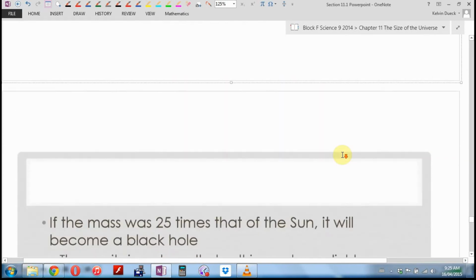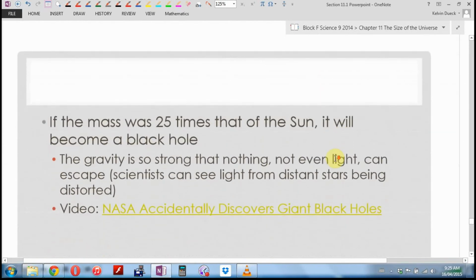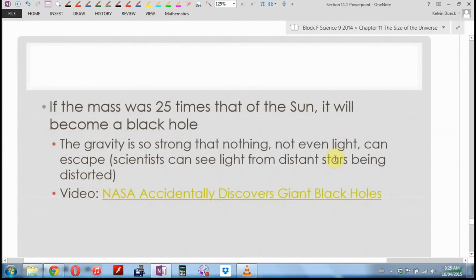Oh, answering your question a little bit here. If the mass was around 25 times that of the sun, as it collapses, it can become a black hole. Now, what's a black hole? The gravity from a black hole is so strong that nothing, not even light itself, can escape.